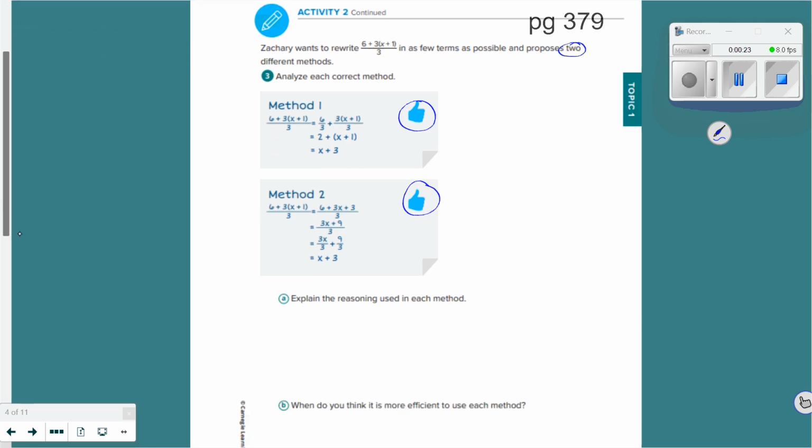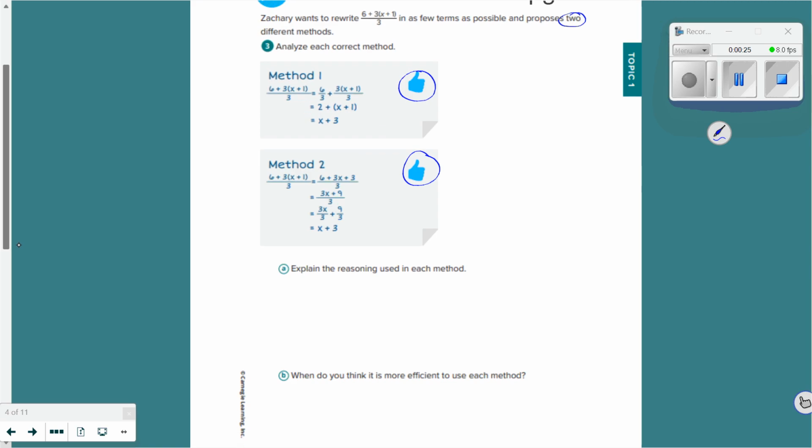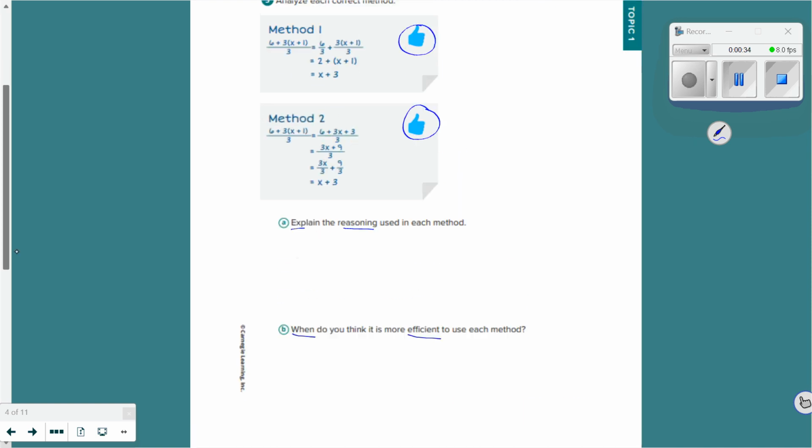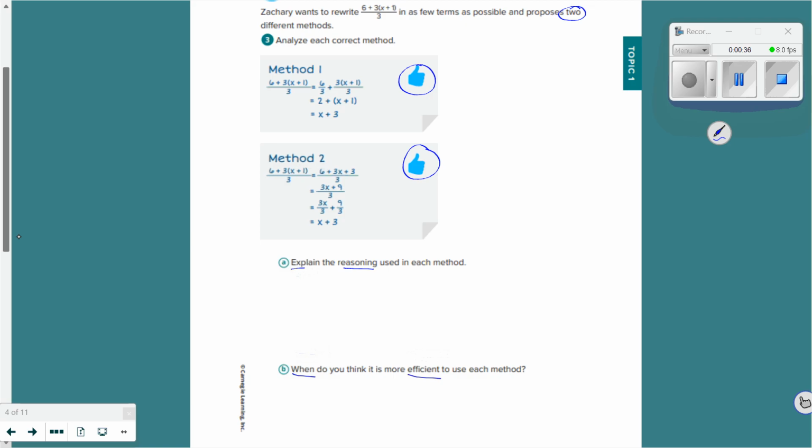What you need to do is go through and explain the reason you use for each method, and then say when you think it's going to be more efficient. Two methods. So that's all we're doing on this page. We're going to look at these two methods, analyze them, explain your reasoning, and tell us which you think would be the easiest to use. We give you about 5 minutes because there's a lot of deep analysis. We do want you working together as a group on this one.